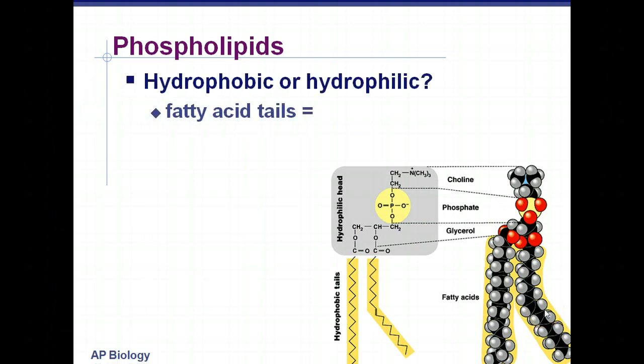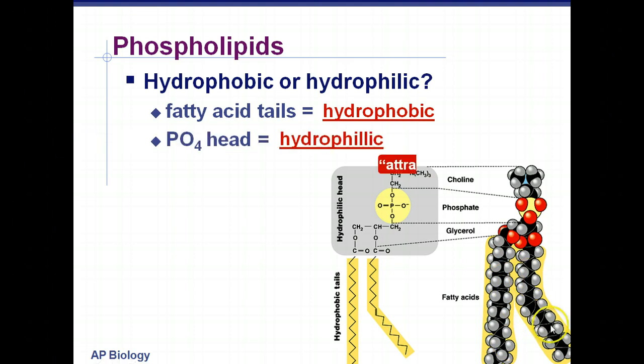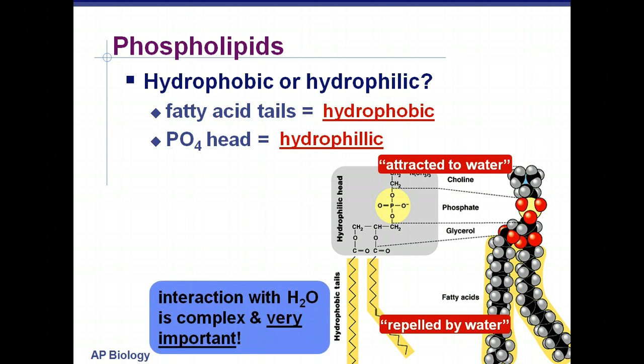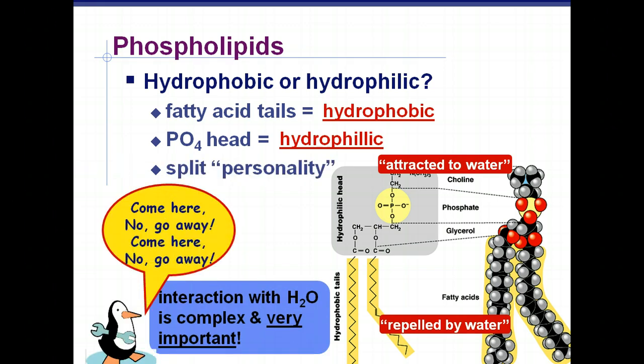Now, why is that phosphate head really cool? Well, the fatty acid tails are hydrophobic. They hate water, while the phosphate head is hydrophilic and it loves water. And so one side is attracted to water, the other side is repelled by water. It makes it kind of like a split personality molecule, which ends up having some cool things.